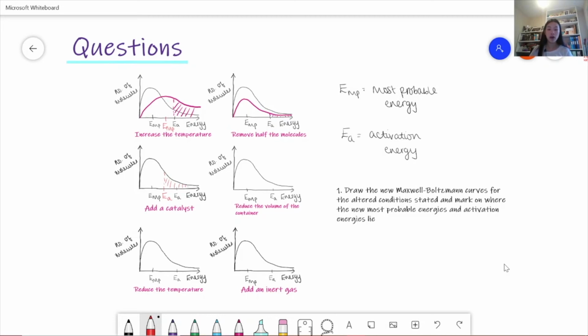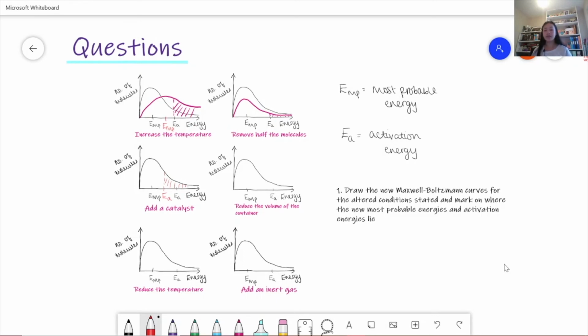For number 4, we're trying to reduce the volume of the container. So what we do when we reduce the volume of the container is that the number of collisions per unit time increases. But actually, the most probable energy of the particles doesn't increase because we're not supplying them with energy. We're not increasing the temperature or anything. And also, the activation energy isn't changing. So the whole graph is just the same, and the number of particles that possess that activation energy is also the same.